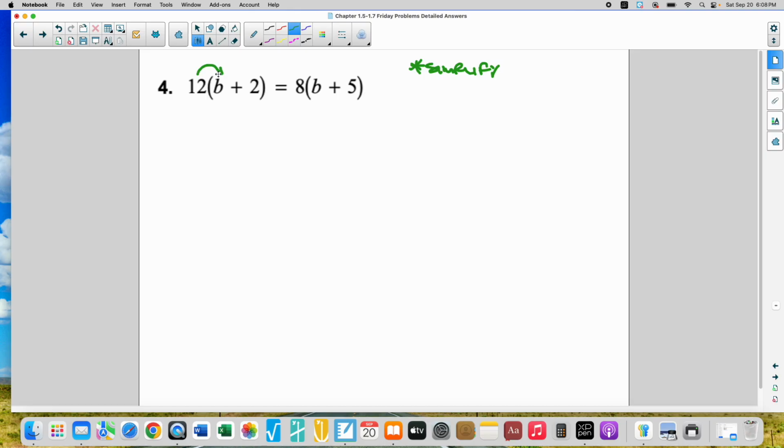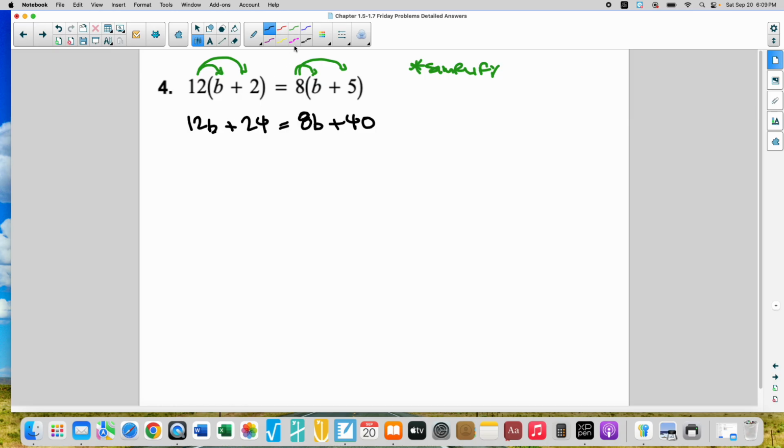So we're going to distribute. We can get rid of Chewbacca by distributing. 12 times b is 12b. And we have to distribute it to both of the terms inside of the parentheses. So 12 times 2 is 24. 8 times b is 8b. 8 times 5 is 40.